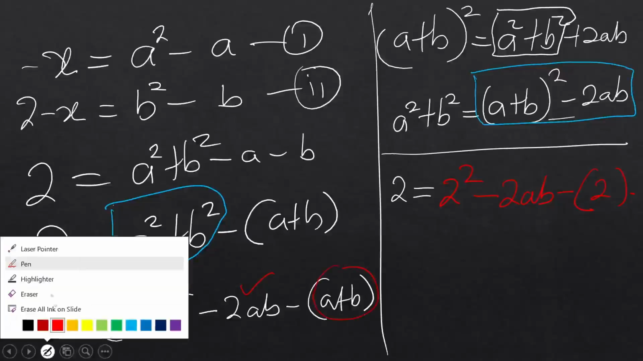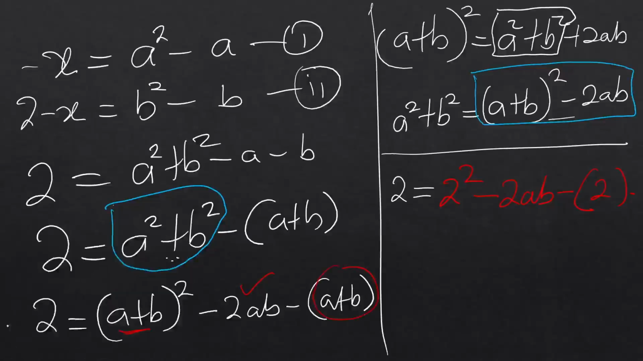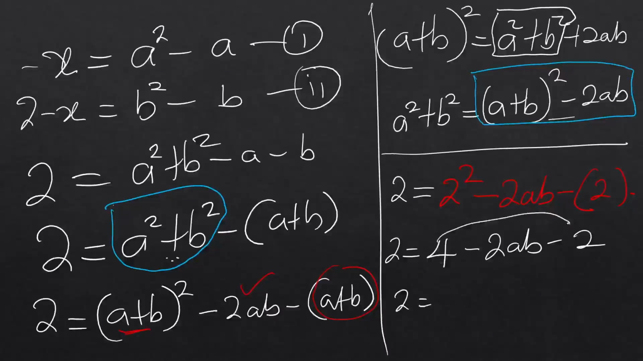So what else should I do here? I'm going to have 2 is equal to 4 minus 2ab minus 2. So this is going to be 2 is equal to 4 minus 2, plus 2 minus 2ab. So it simply means I am going to move this to this side. I'm going to have 2ab is equal to 2 minus 2. Therefore, 2ab is equal to 0. Therefore, ab is actually 0. So ab is 0.